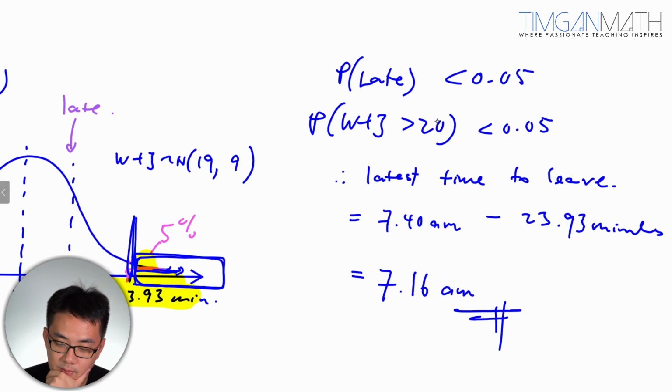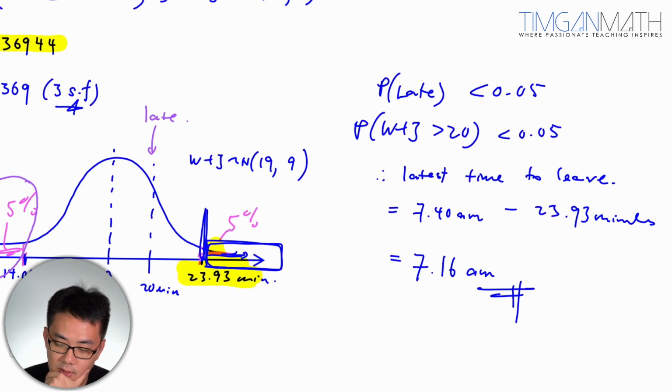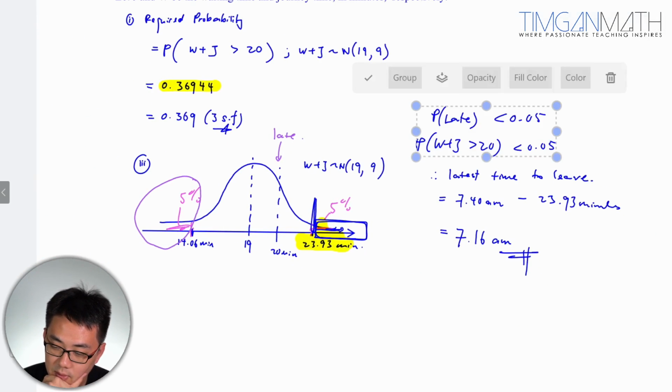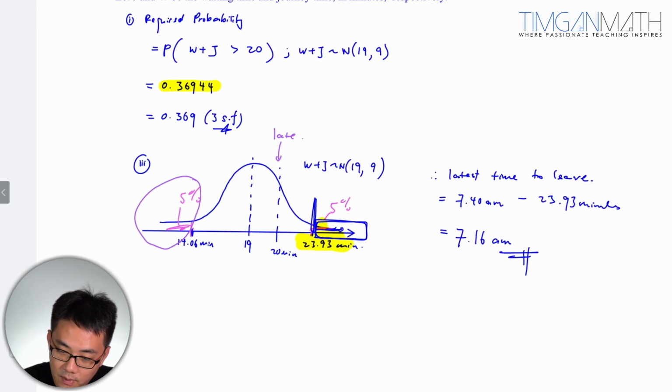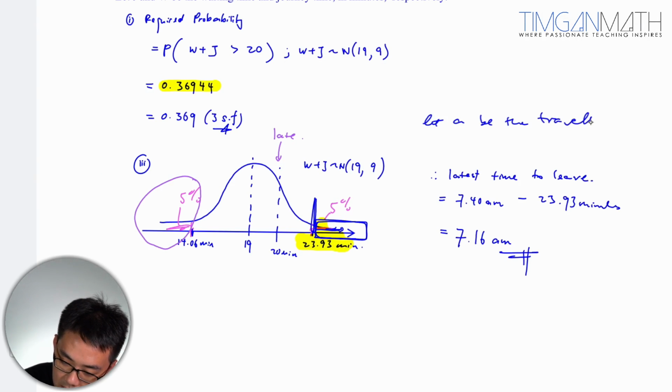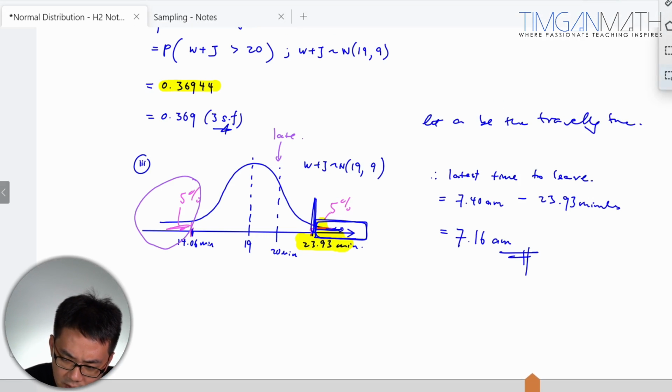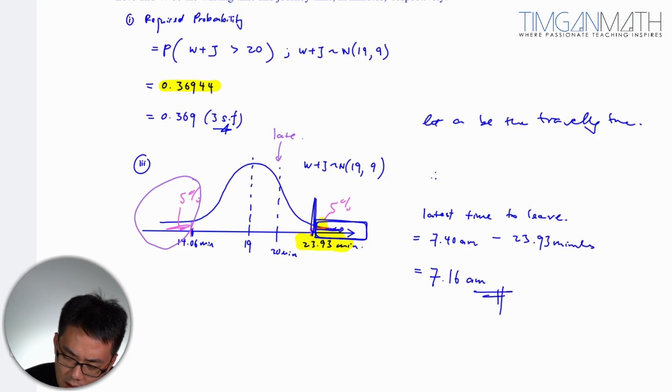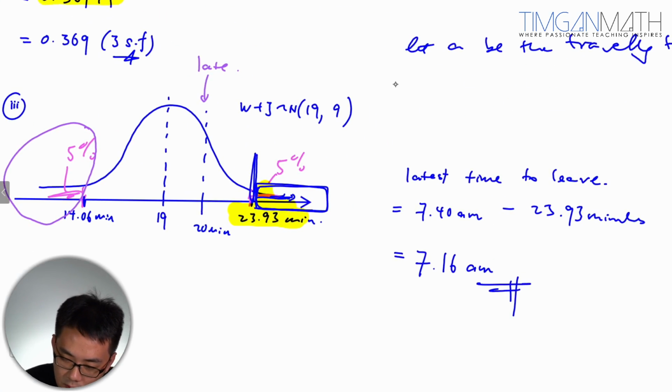Let me rewrite this down, sorry. This is what you write. Actually, you don't need to write it out. You can just draw it out. That is fine. 4 marks will be given. But if you insist on writing, this is what you write. Let A be the traveling time. So hence you want P(W plus J more than A) to be less than 0.05.